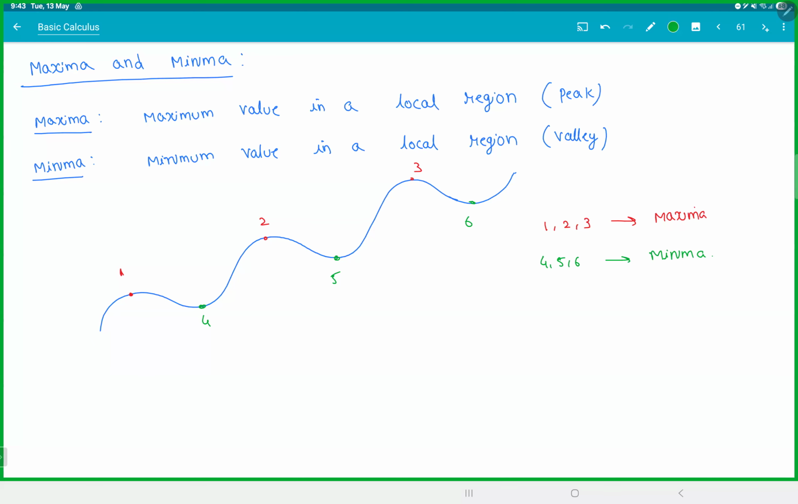Now, if you notice something, that's what I'm saying. Maxima is not the maximum, minima is not the minimum. If you look here, the value of minima 6, isn't it greater than maxima 1? The value of point 6, which is a minima, is greater than the value of point 1, which is a maxima. So generally in maths, maxima is not the maximum, minima is not the minimum.